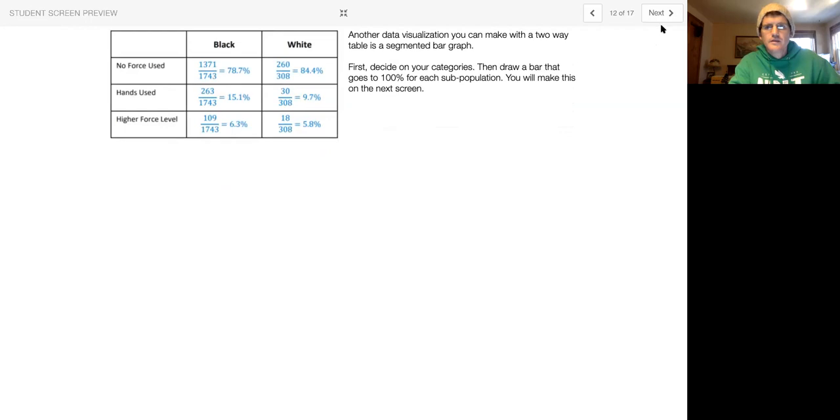Okay, so they do want us to make a segmented bar graph right here. And if we have these numbers, 78.7, I'm just going to create this one with you guys to see. So we've got these numbers. I'm going to try and remember it. 79%, 15, and 6; 84, 10, and 6.